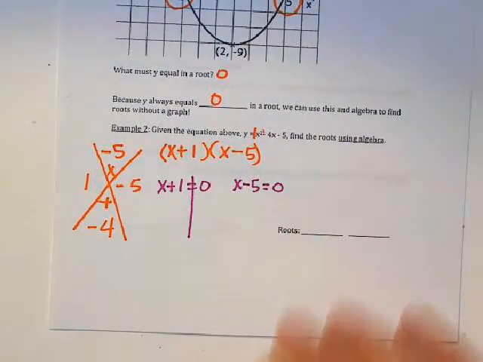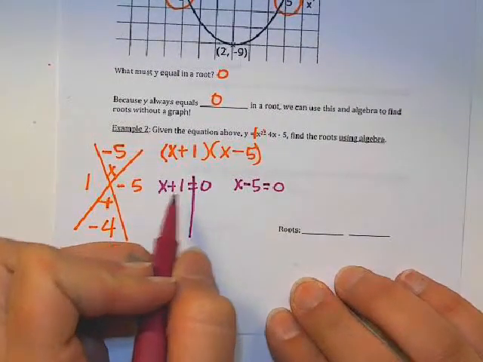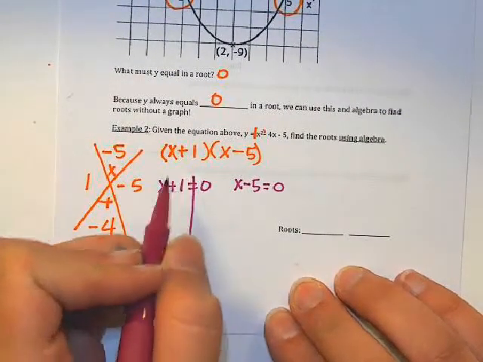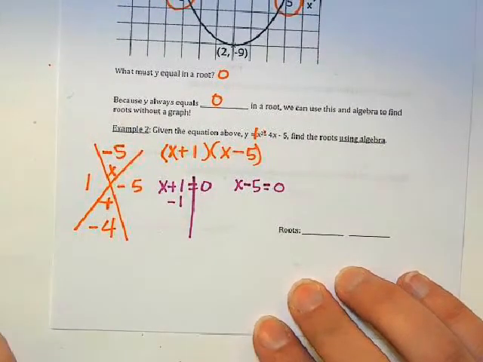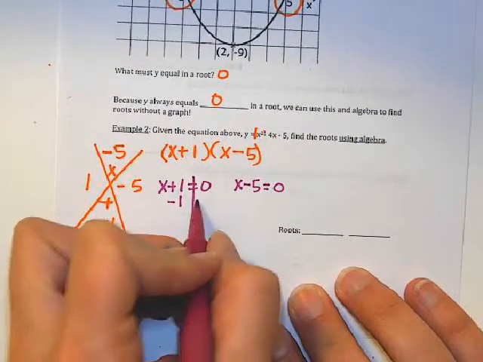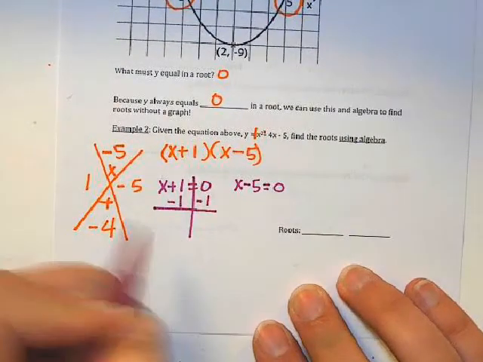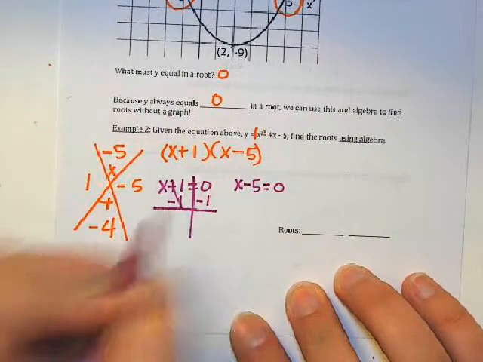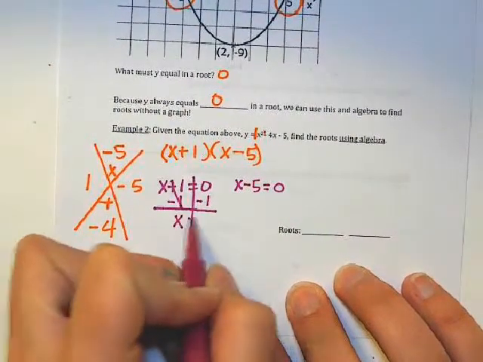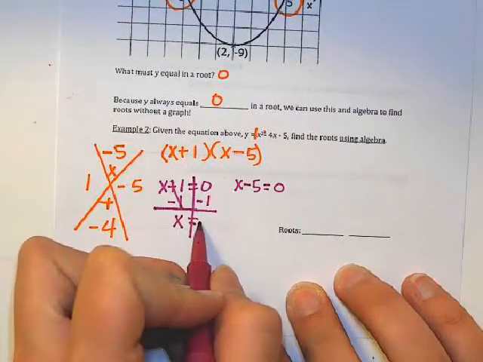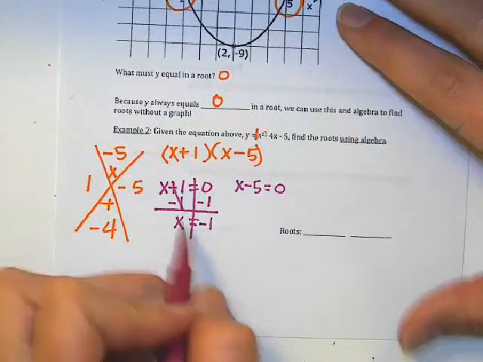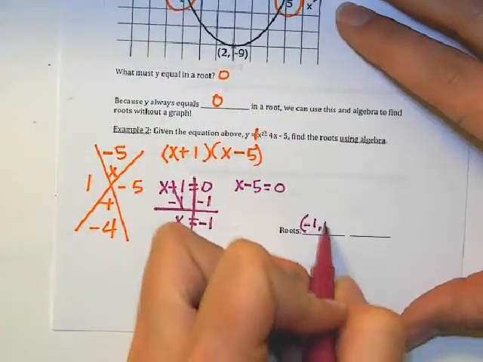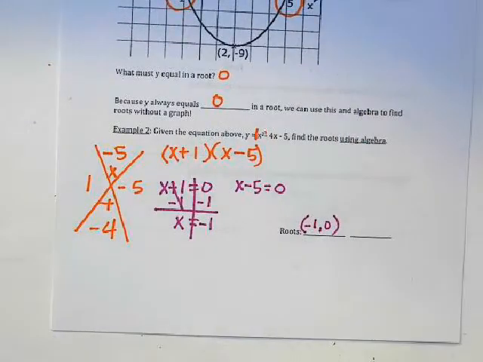And how do I get x by itself? I need to get rid of a positive 1, and in order to get rid of it, we got to do its opposite. Opposite of positive 1 is minus 1. And what I do to one side, I got to do to the other. So 1 minus 1 equals 0, so cross it out. X equals 0 minus 1 is -1. So is x by itself? Yes. So this is my first root. -1, 0 is my first root.